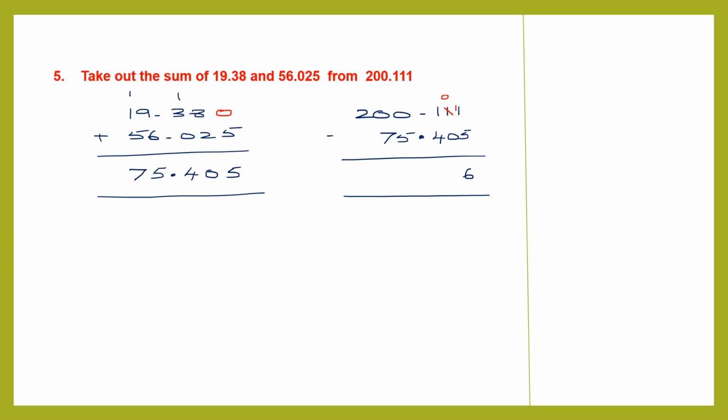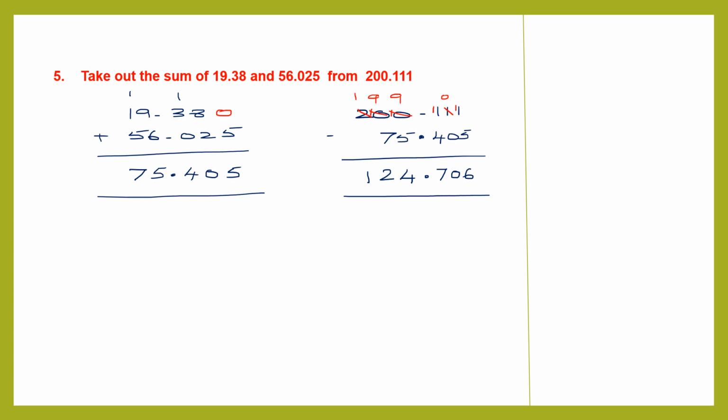Then we have 0 minus 0. We put a 0 there. Then again we borrow from 2. We have to borrow all the way from 2. So this is 10 and 9. 10 and 9. And this becomes 11. 11 minus 4 is 7. Put the point there. 9 minus 5 is 4. 9 minus 7 is 2 and we have 1. So what do we have here? 124.706.